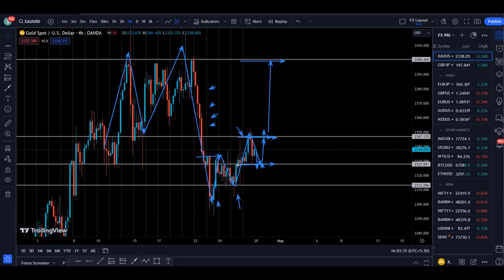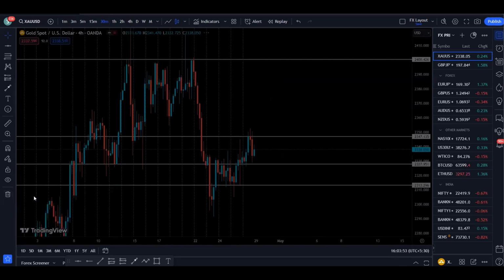And below this support, we know that the next support is right here. So if we get a 4-hour candle close below the support, there is a very high probability price is going to go to the next support, which is right here. And if we break this support, we will go to the next support, which is right here. So that is something on the 4-hour time frame. Now let's see what is happening on the 30-minute time frame.